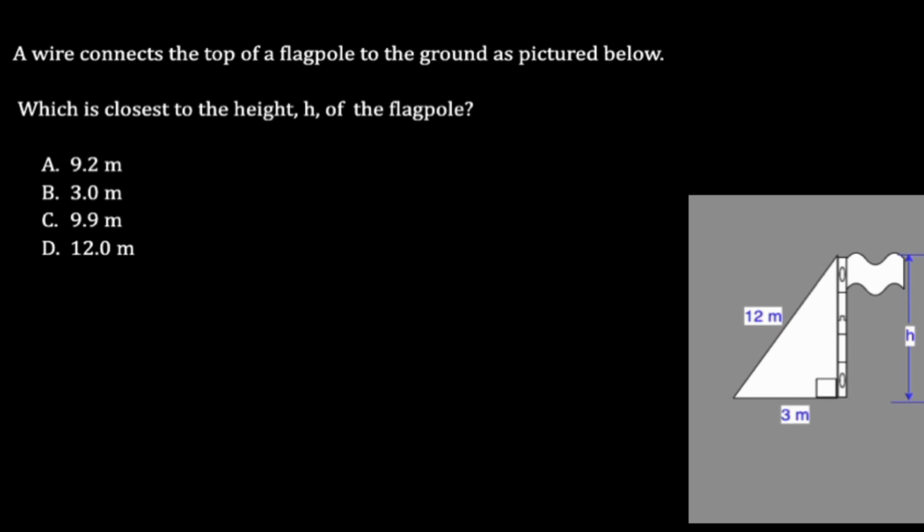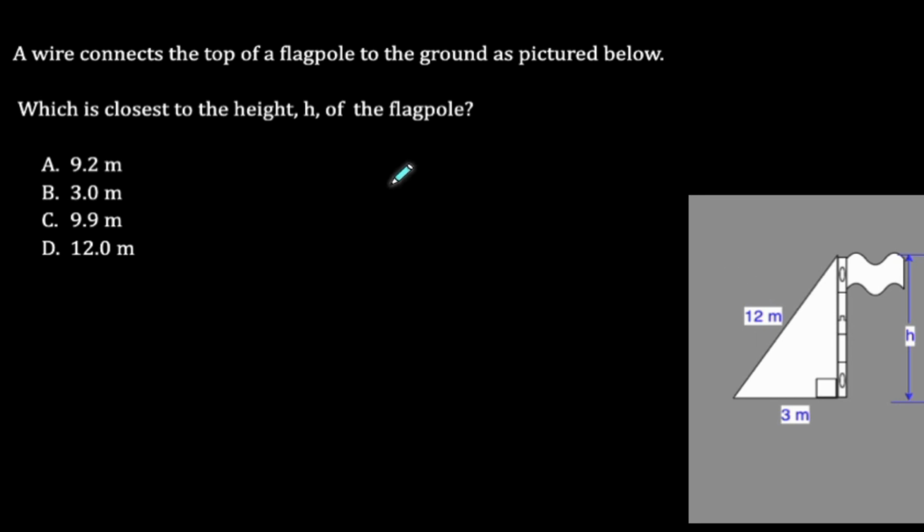Here this says a wire connects the top of a flagpole to the ground as pictured below. Which is closest to the height h of the flagpole? First I want to take a look at what is pictured below. I see a triangle with a flagpole. I see that height is expressed as h, as stated in the question. And I notice the right triangle, and that this right triangle is across from a value of 12.